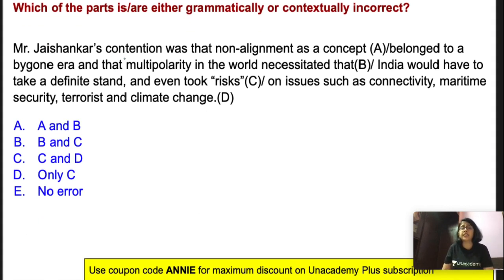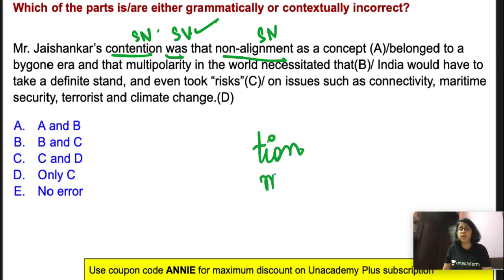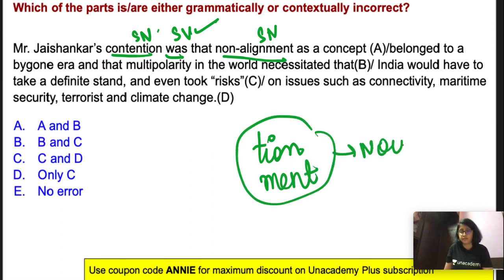Mr. Jaishankar's contention was that. Contention is a singular noun, so was is a singular verb, correct. That non-alignment as a concept, non-alignment, singular noun. Now remember that any word that ends in T-I-O-N, any word that ends in M-E-N-T are nouns. Okay, fine. This word ends in T-I-O-N, this word ends in M-E-N-T, so these are nouns. Non-alignment as a concept, A plus singular noun, concept, correct.